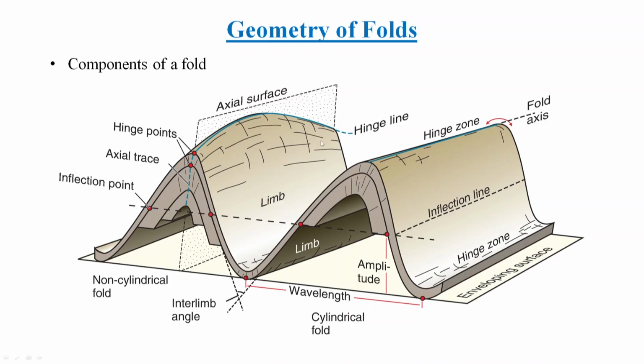Again, these are arbitrary planes; the enveloping surface is not a very distinct surface or plane occurring naturally. So these are your axial plane, your wavelength, your amplitude, your enveloping surface. These you can all measure, but these are not physical properties or morphological features of that fold. These are arbitrary planes or lines that are used to designate a particular type of fold.